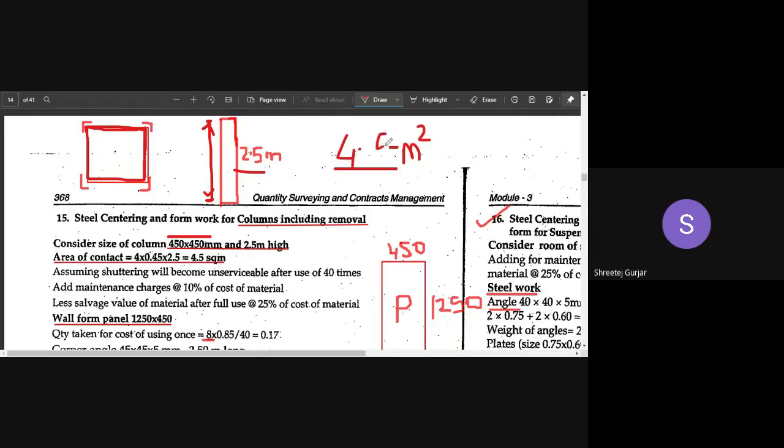It is 4.5. The area of contact which you are calculating is nothing but this area where your concrete is in contact with your formwork. This particular area is in cross section. Multiply that by the height. So the total area that is in contact is 4.5 square meters.